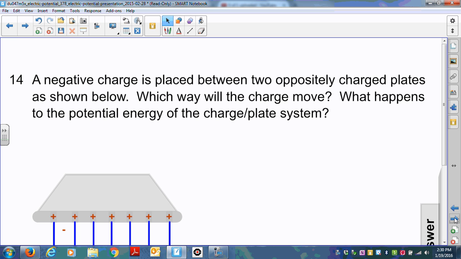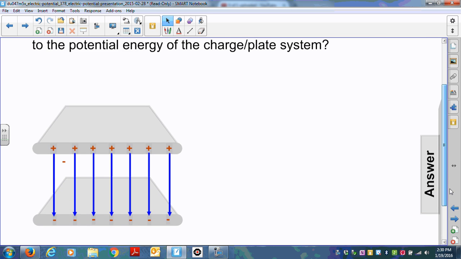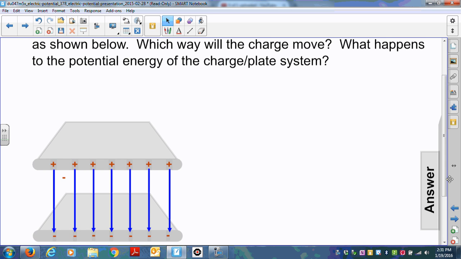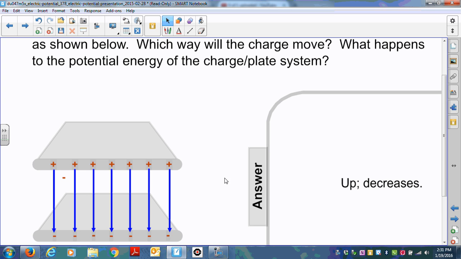A negative charge is placed between two oppositely charged plates, as shown below. Here you see it. Which way will the charge move? What will happen to the potential energy of the charge/plate system? Go ahead and pause the video now and write down your answer. Okay, the charge will move up towards the positive plate because opposite charges attract. That means that the potential energy of the system will decrease.